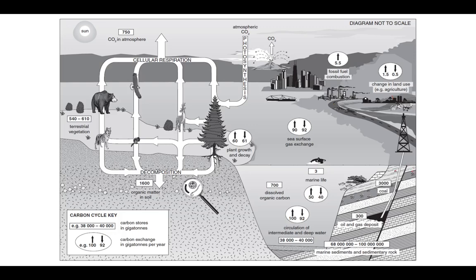So you're not responsible for knowing very much detail about the carbon cycle, just that this is an example of a nutrient cycle, but I could ask you questions if I showed you a diagram like this. I could ask you questions about nutrients and how they move between the living and non-living parts of ecosystems.